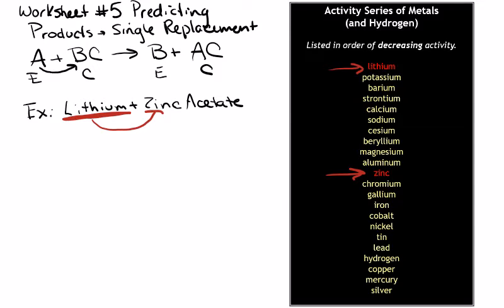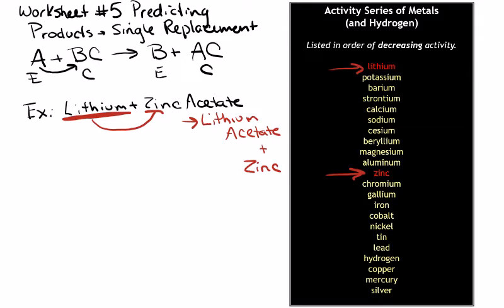So what we're going to be left with in the end is a compound that consists of lithium acetate, and the zinc metal is now going to be by itself. It doesn't matter which part you write first. You can write the compound first, or you can write the metal first. It really doesn't matter in terms of this type of equation, just so that you show the lithium is now taking the place of zinc in the compound.